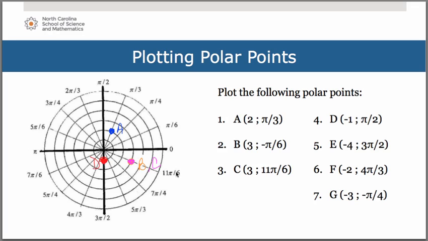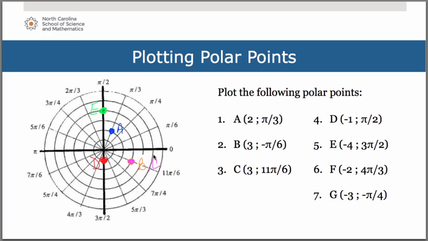Point E is (-4, 3 pi over 2). Once again, we'll go to 3 pi over 2, our angle first. But now since we have a -4 for our r value, we're going to slide 4 circles out away from 3 pi over 2. That puts us up here heading towards positive pi over 2.